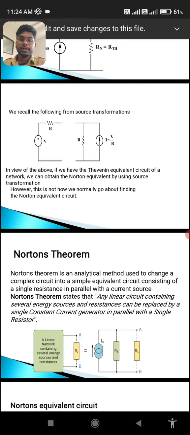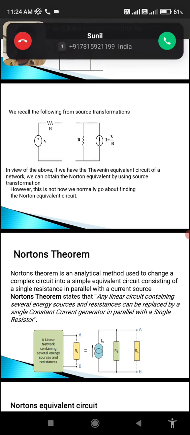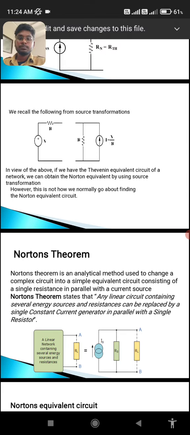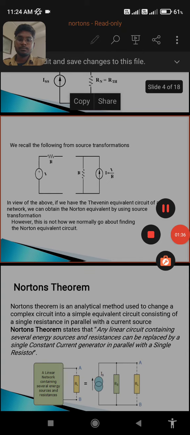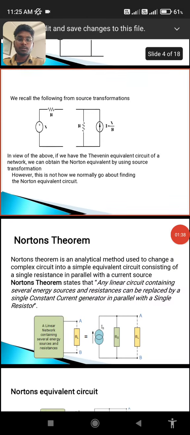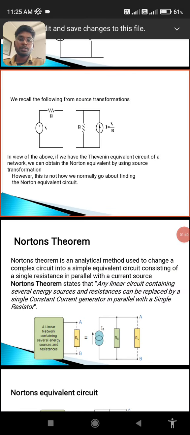We recall the following from source transformation. In view of the above, if we have the Thevenin equivalent circuit of a network, we can obtain the Norton's equivalent by using source transformation. However, this is not how we normally go about finding the Norton's equivalent circuit.